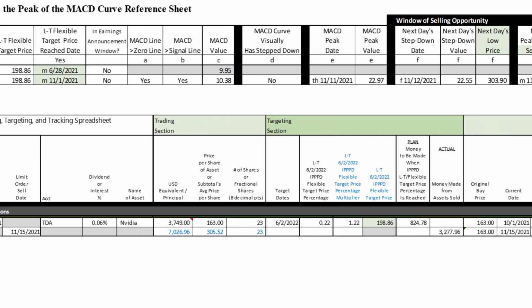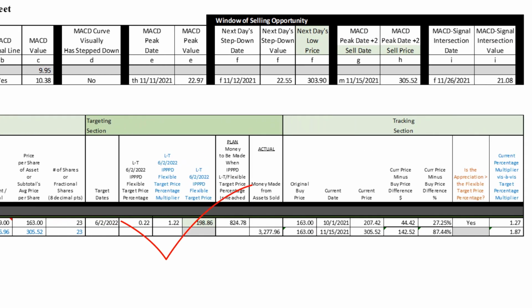Instead of a return on an investment of 22%, the return was 87%. Because the sell trade was made before June 2nd, 2022, we have a short-term capital gain for tax purposes.